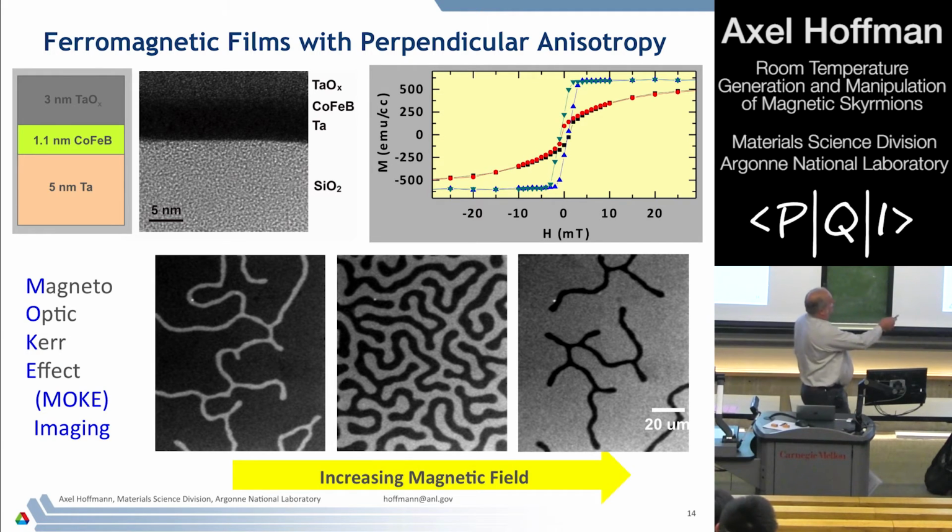So here you see the magnetization versus field of this structure. The blue is measured with fields perpendicular, the red with fields in the plane. And indeed, the magnetization likes to be out of plane.